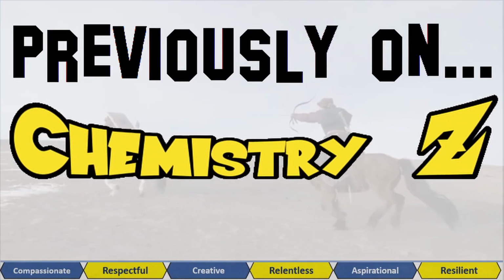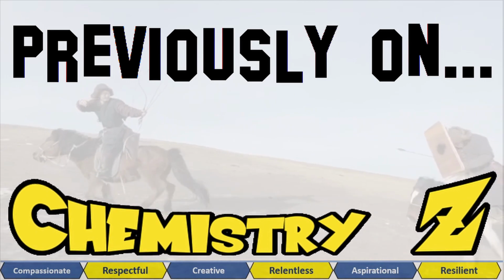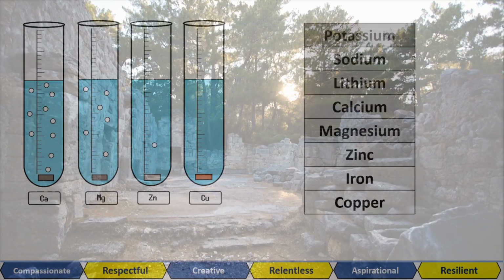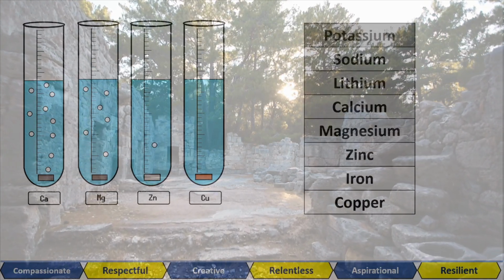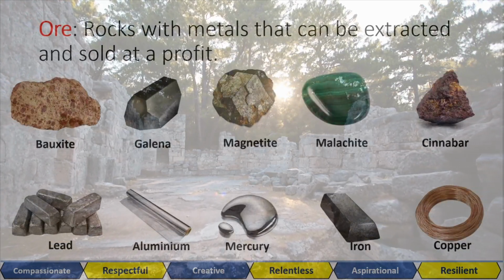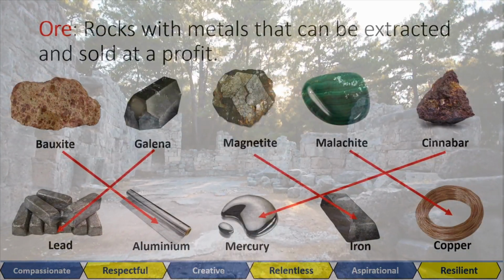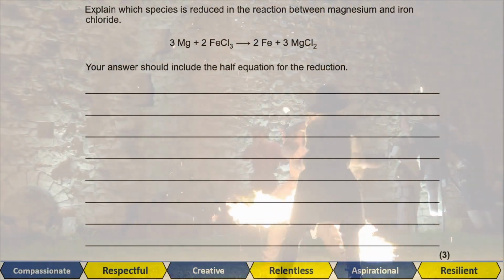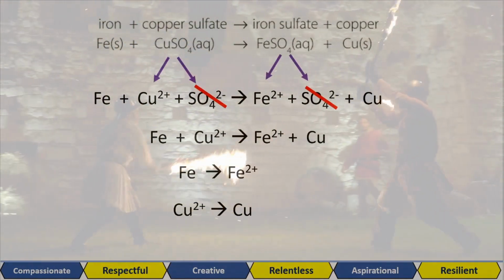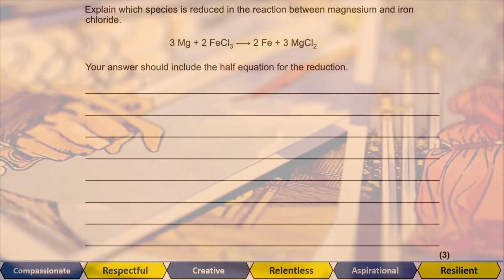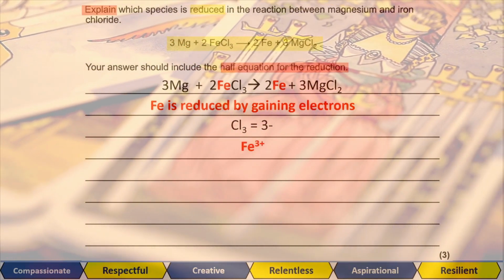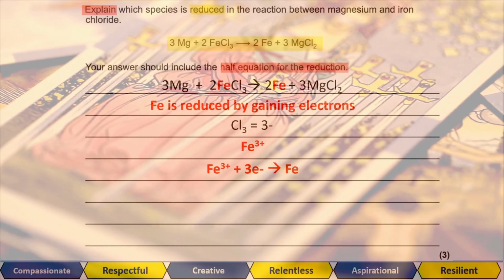Previously on Chemistry Z, our heroes discovered how to order metals in terms of their observable reactivity with water and acids. And just when they found the ancient ores in which to extract these metals from, they were attacked by a past paper question on half equations. But by recalling the wisdom from the ancient specification, our heroes were able to murk that past paper question and collect all the 3 marks.